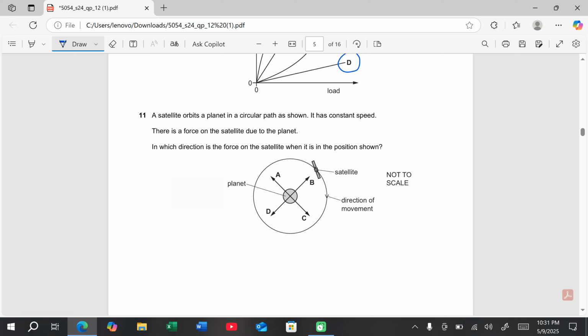A satellite orbits a planet in a circular path. It has a constant speed. There is a force on the satellite due to the planet. Which direction is the force on the satellite when it is in the position shown? So it is always towards the center of the circle.